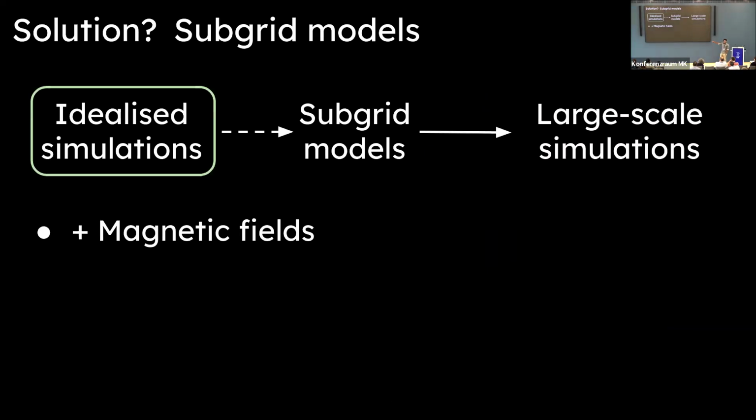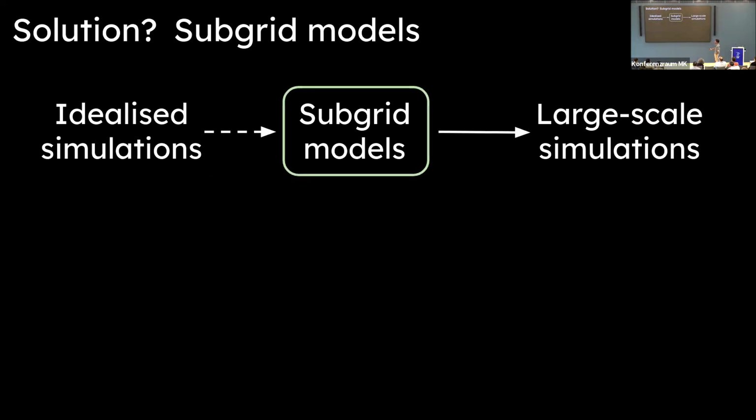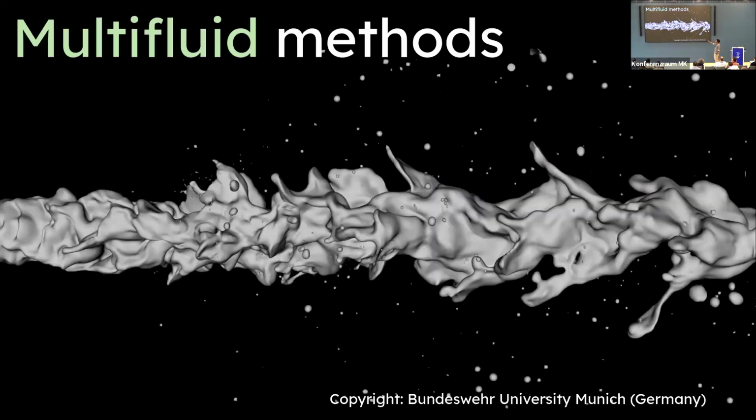So there have been more studies. So this was with magnetic field. We have also looked at what happens if we add more phases. But what I would like to talk about next is the subgrid models. So we can take all the understanding that we got from the idealized simulations and try to make the subgrid models that I've been talking about for a long time now.